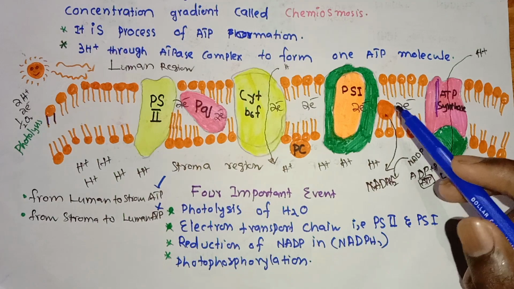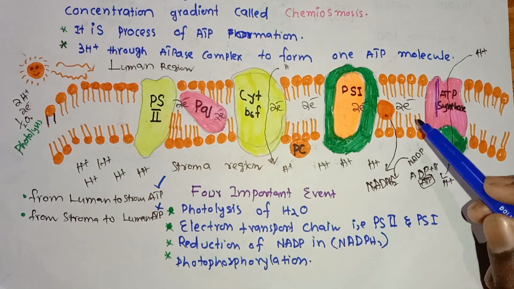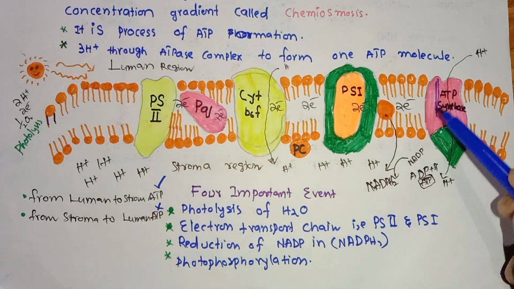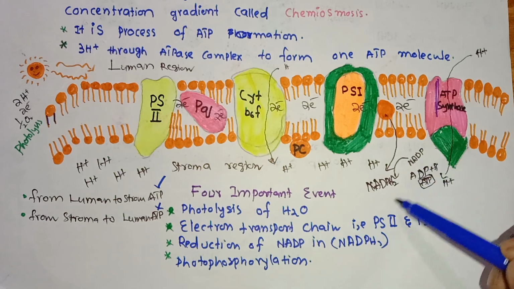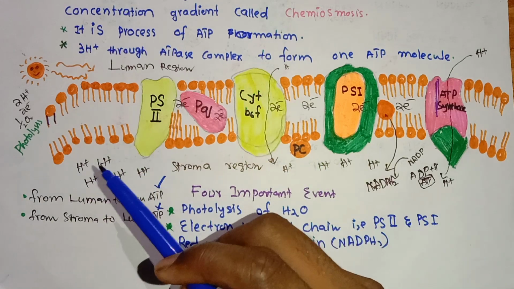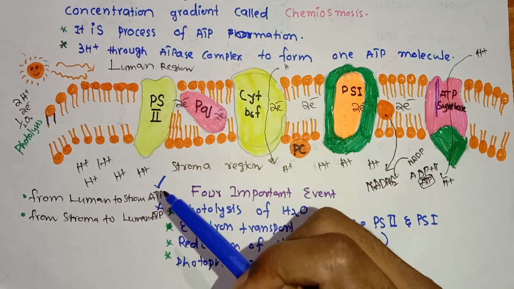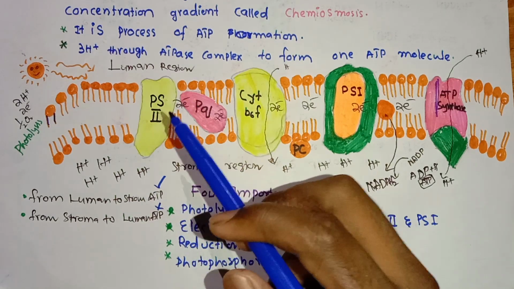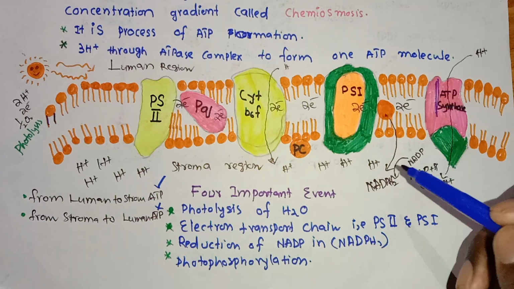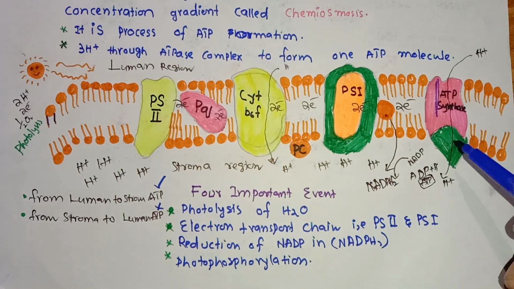So here again light falls on PS1 and a pair of electrons is again excited and moves toward the ATP synthesis. Here the electron reaches the end and makes NADPH2. Now how is the ATP molecule generated? As you know, photolysis of water occurs and there is a large amount of hydrogen ions in the lumen region but a low amount in the stroma region. So from the lumen some hydrogen ions come to the stroma region and they form ATP.